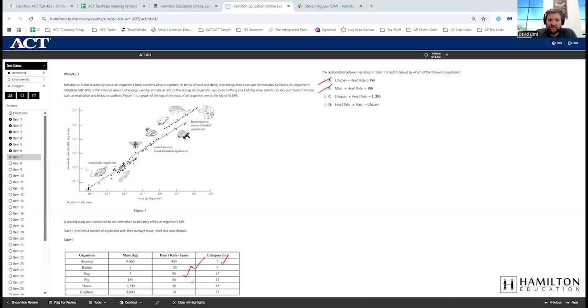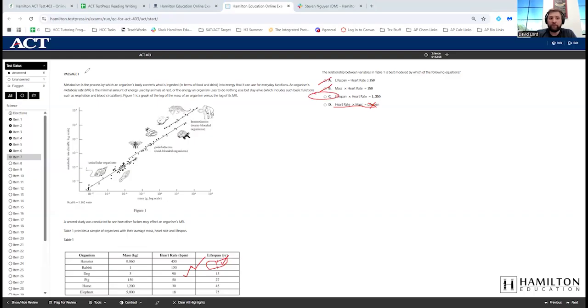Main, I guess it looks. Let's just check D. Maybe that's easier. Heart rate times mass is lifespan. Heart rate times mass. So we checked that already. So that right there would break on the first one because it's supposed to be 150, not 9. So that's not right. So the only one that was correct was C.